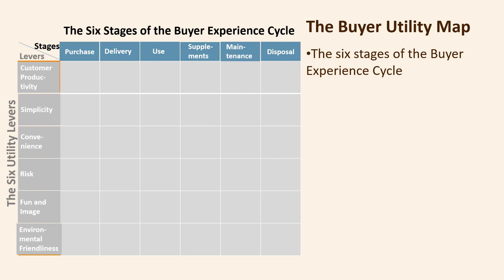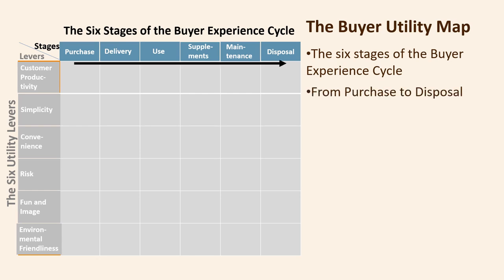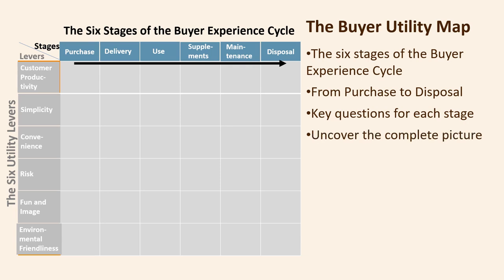The first dimension we will review is the 6 stages of the buyer experience cycle on the horizontal axis. A customer's experience passes through 6 basic stages running more or less sequentially from purchase to disposal. Each stage encompasses a wide variety of specific experiences for the customer. The model's authors have identified key questions for each stage to help companies assess the quality of a buyer's experience. These questions may be obvious individually, but they uncover the complete picture of the experience cycle.